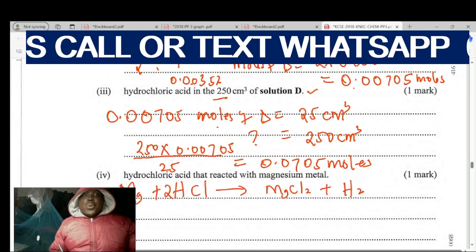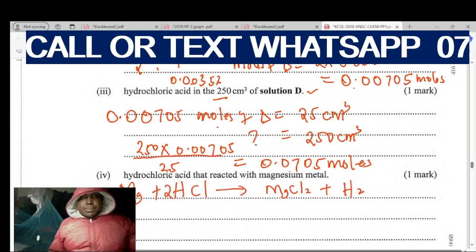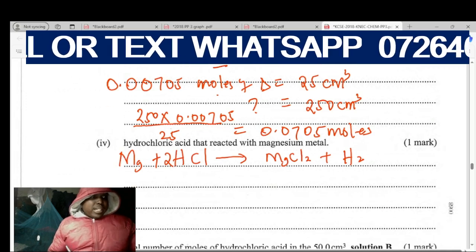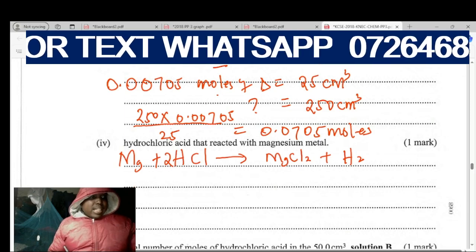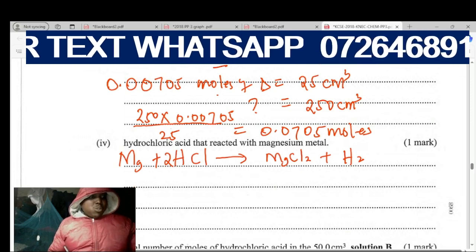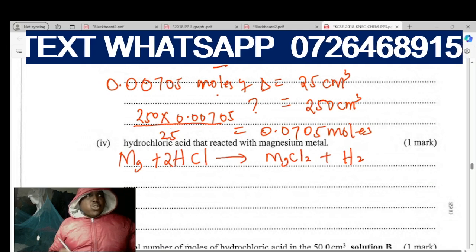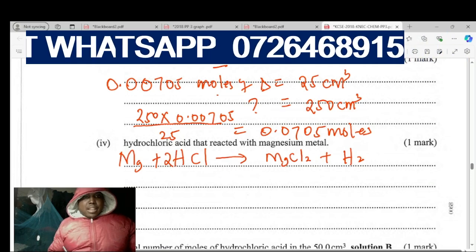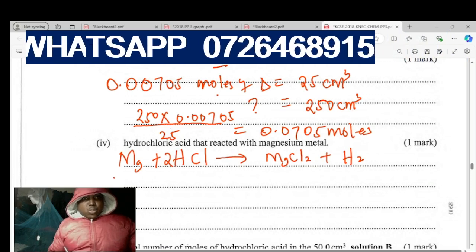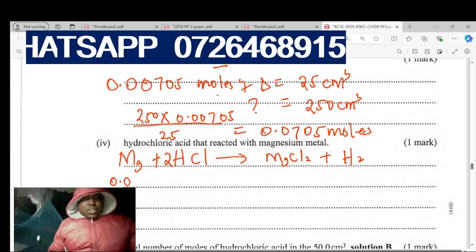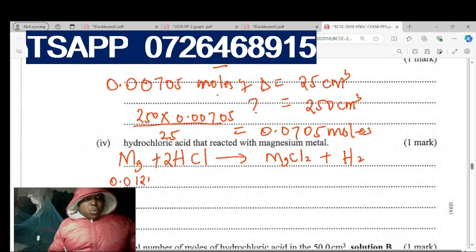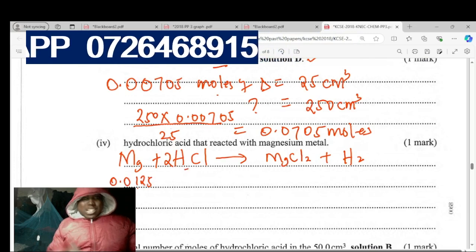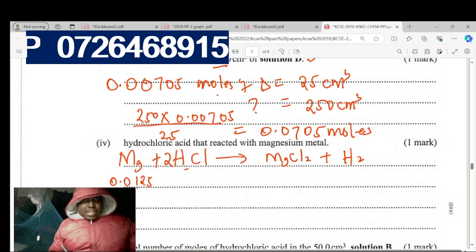Now we have the number of moles. We have the number of moles of HCl here. We can get the number of moles of magnesium. To know the number of moles of HCl that reacted, we have the number of moles of magnesium. Remember, we calculated the moles of this and we got 0.0125. This is the number of moles of magnesium that reacted with HCl when we started the experiment.